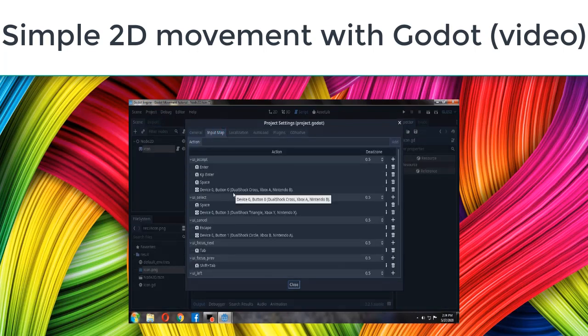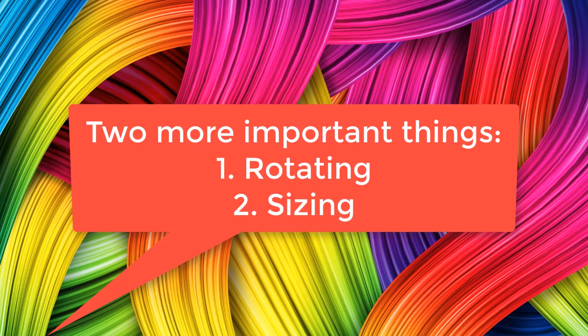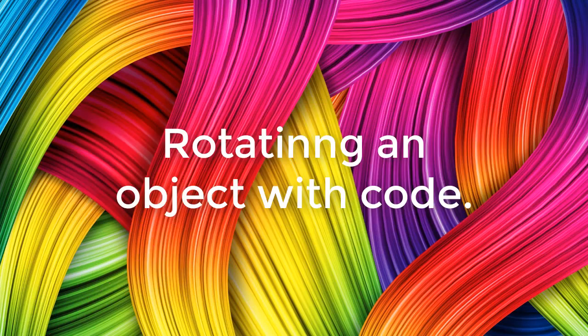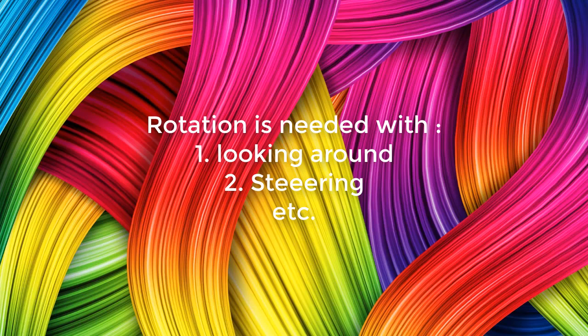But there are two more important things. They are nothing but rotating and sizing an object. And this current video is about how to rotate a 2D object in Godot. Rotating objects is needed when you need to look around or work with steering, etc. An expert will always avoid this video because they won't need to know about rotating an object with code, because this is very easy.